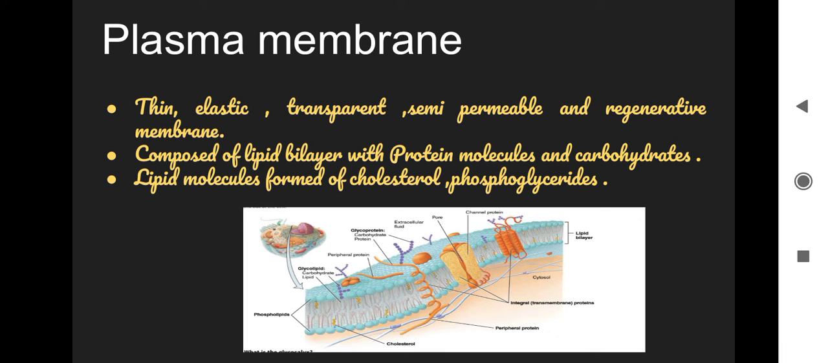Next one is the plasma membrane. What is the plasma membrane? The plasma membrane is a thin, elastic, transparent, semi-permeable and regenerative membrane that is composed of a lipid bilayer, bi means two, with protein molecules and carbohydrates. Lipid molecules are formed of cholesterol and phosphoglycerides.